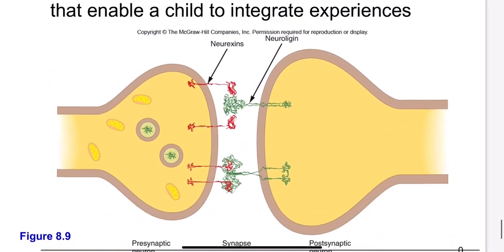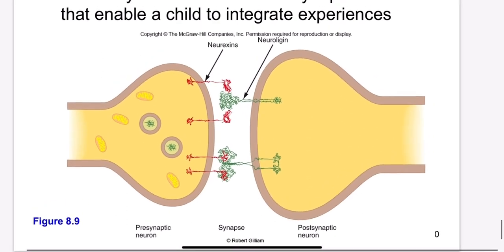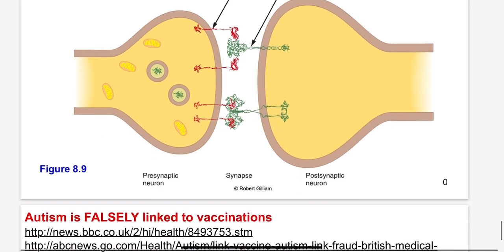There's a nice diagram of a synapse occurring here, and it shows a presynaptic and a postsynaptic neuron. Of course, we have many of these in our nervous system. And if these neurexins and neuroligands here are either too few or can even be overproduced in some cases, then of course it's going to influence how these synapses occur in our nervous system. And that can have a drastic effect on our experiences, our learning, our memory.